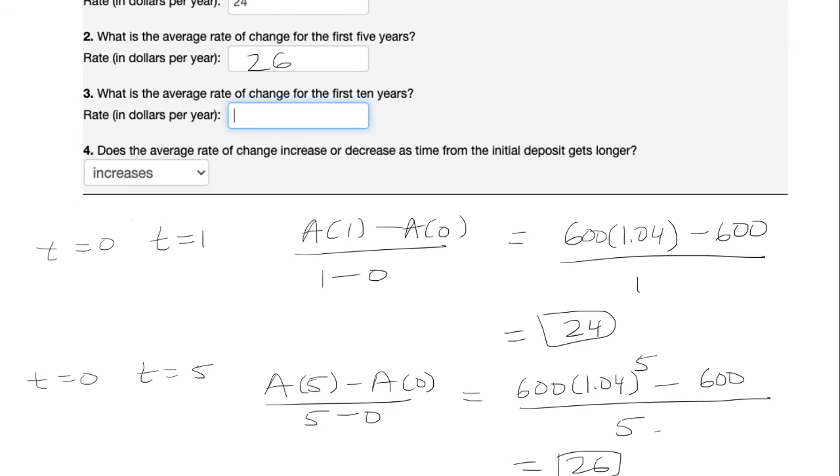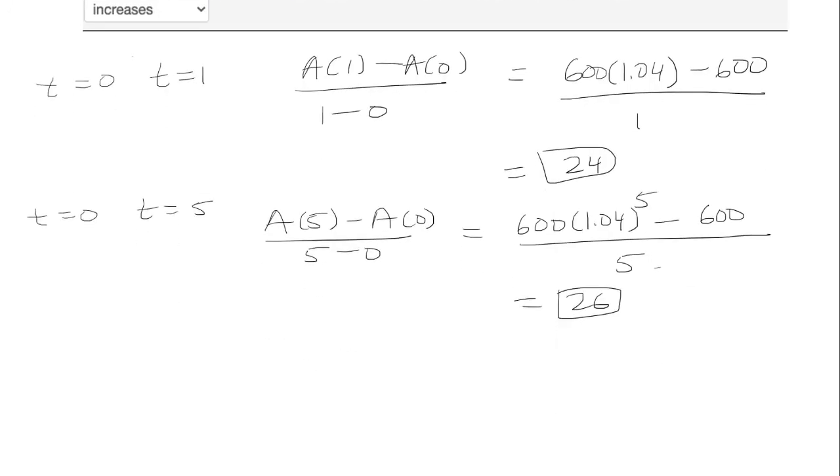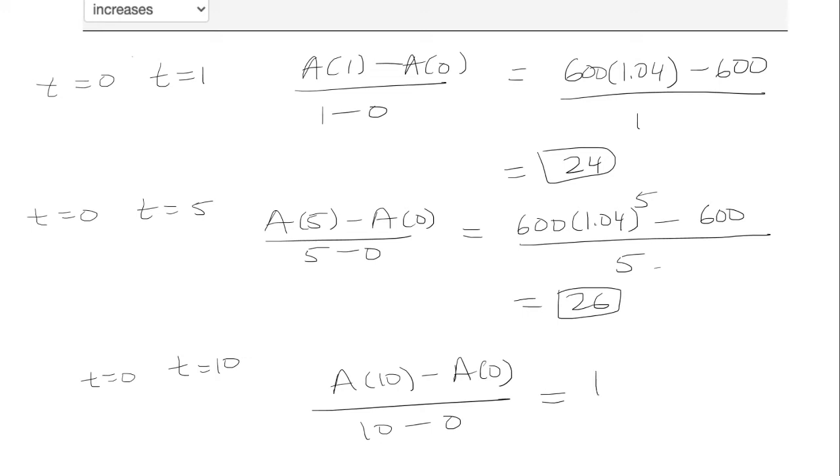Okay. Now we want to go for the first 10 years. So we're going to go from t equals 0 to t equals 10. So that's a of 10 minus a of 0 over 10 minus 0. So that would just be 600 times 1.04 to the 10th minus 600 over 10. And we do end up getting 28.81 as our answer.